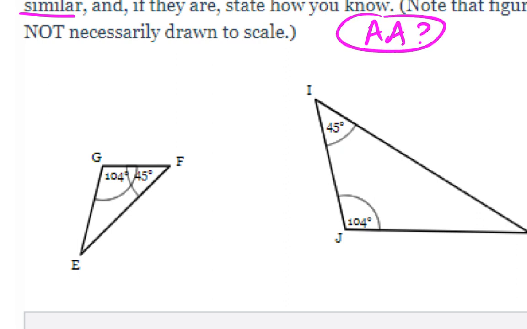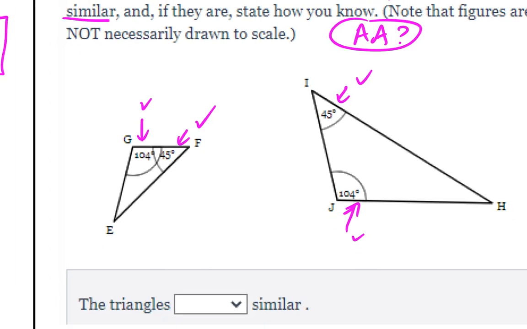All right, that's a question. Well, let's look at what we have. This is 45. This one's 45, right? So that one checks out. This one's 104. That one's 104, right?